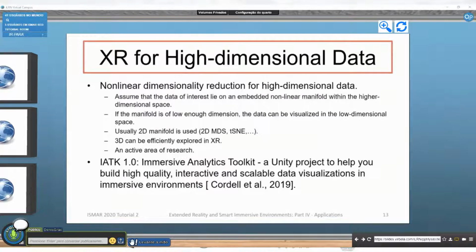One method that is often used in analysis of high dimensional data is nonlinear dimensionality reduction. It means we simplify the data so that we assume that the data of interest lies on an embedded nonlinear manifold within the high dimensional space. If the manifold is of a low enough dimension, the data can be visualized in the low dimensional space. Visualization of such embeddings is very popular today and became a standard way of exploring high dimensional data.